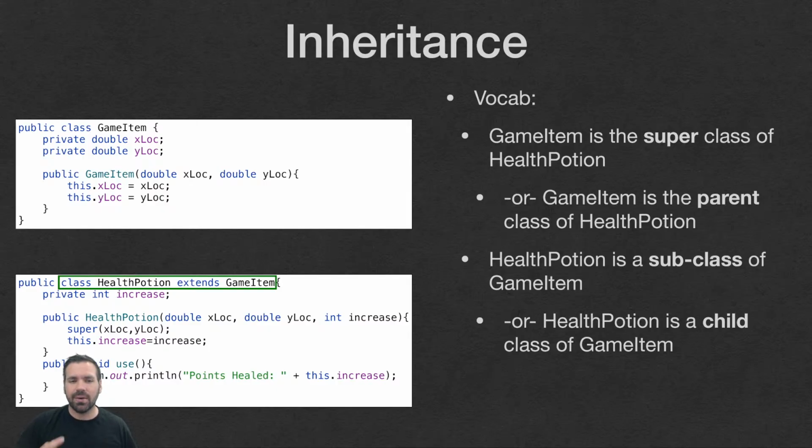And when you go the other way around, in this example, health potion is a subclass of game item, and it is a child class of game item. So game item is the parent class or the superclass, and health potion is the child class or the subclass in this inheritance relationship when we say health potion extends game item.